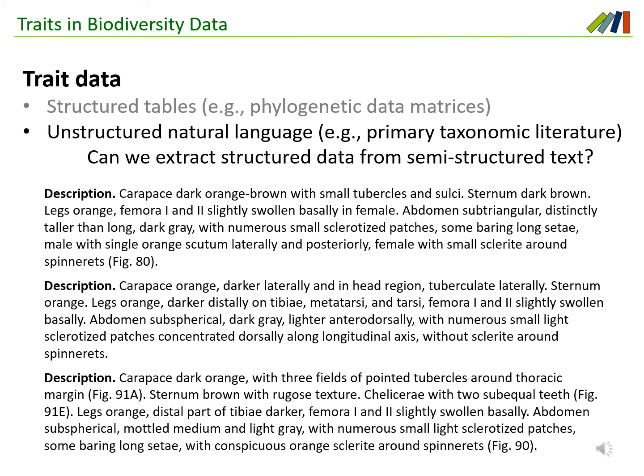Here are 3 brief excerpts from a taxonomic publication on a group of spiders. The description specifies the relevant part of the anatomy, followed by a description of some aspect of it. In this case, the coloration of the carapace is described. Next, the texture and physical features of the carapace is described. This continues for various other structures, the sternum, the legs, and the abdomen.